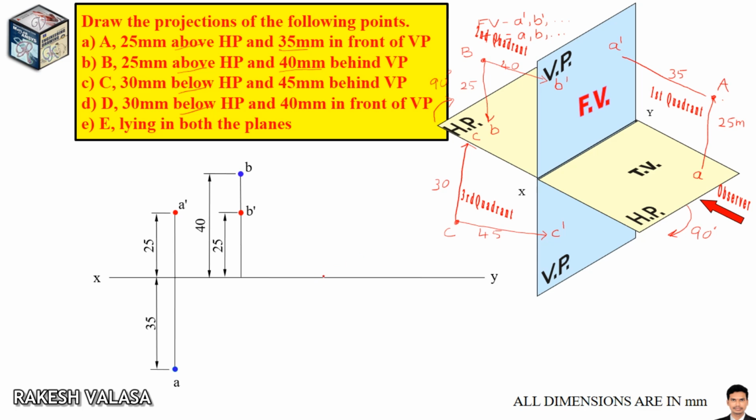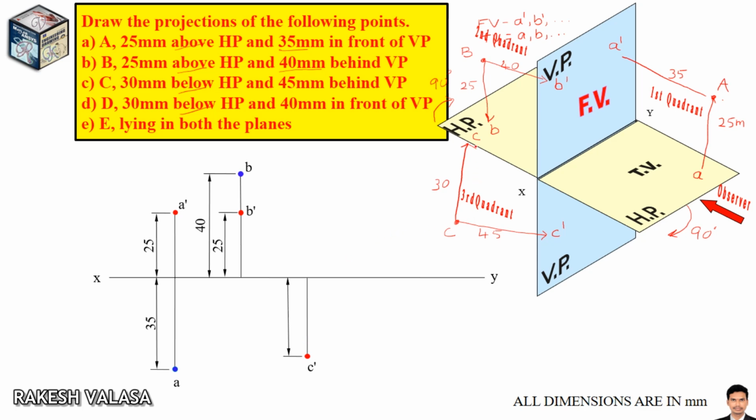Okay, coming to this representation, locate the point on XY. I can take 25 mm from this vertical line. So 30 mm below the HP, that is C dash. Next, 45 mm behind VP. So give the dimension here, 30 mm below the HP.